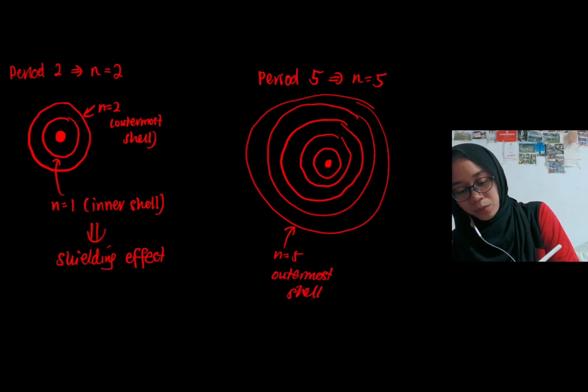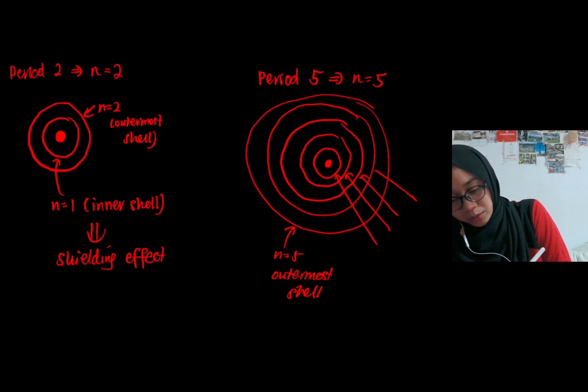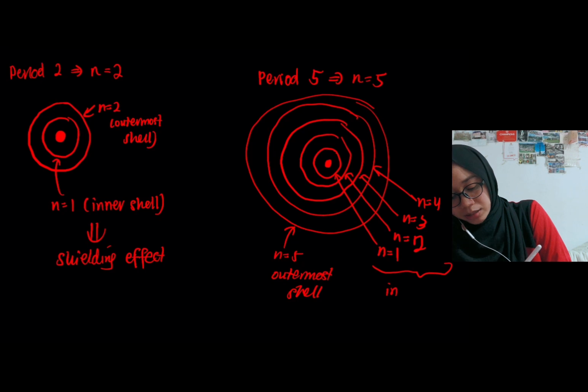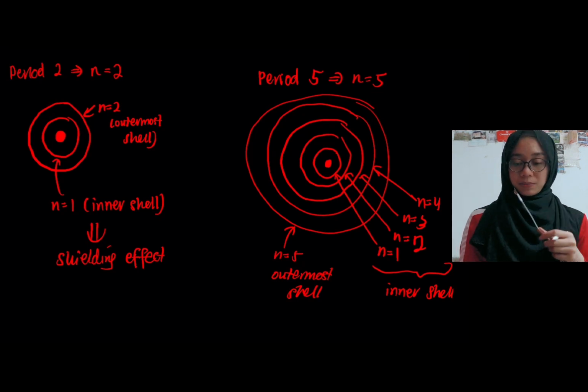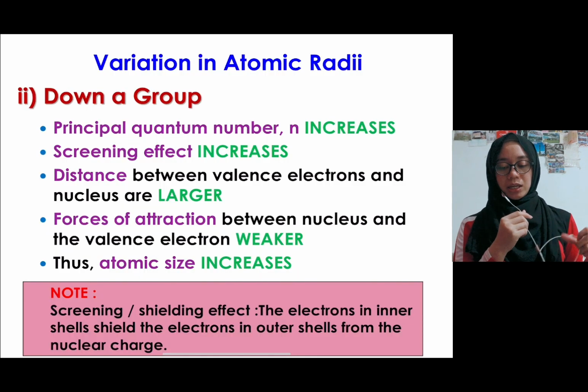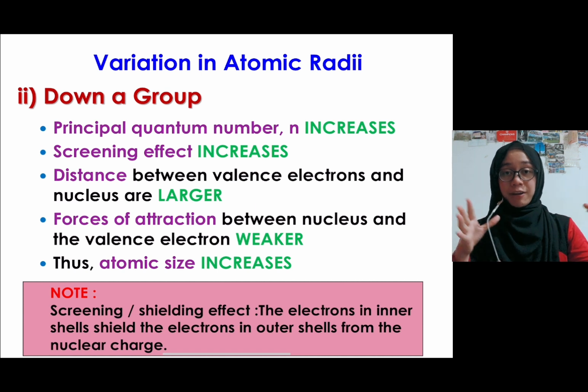Okay, meanwhile the one yang dekat bahagian dalam ni, n equals to 1, n equals to 2, n equals to 3, n equals to 4. Semua ni adalah kita punya inner shell. Okay, so semua ni adalah inner shells. So inilah yang dikatakan sebagai shielding effect. Okay, so as you can see, as kita try relate balik dengan apa yang ada kat sini, the value of n increases, so screening effect pun makin banyak.